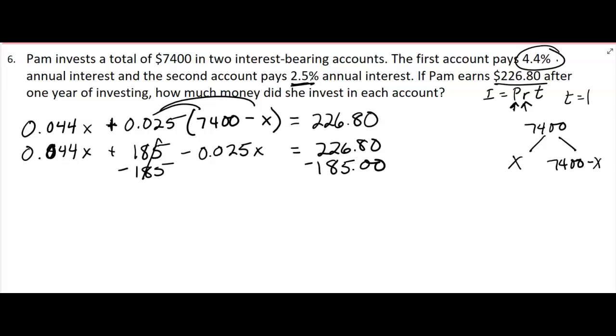Those are out. I'm going to have to combine the x's, right? So I have 0.044 minus 0.025. You can put that on a calculator, but you're going to come up with 0.019x equals, and then I probably would have just done this by hand. 5 from 6 is 1, 8 from 12 is 4, and so I think I'm getting 4180 there. Okay, so divide by 0.019.